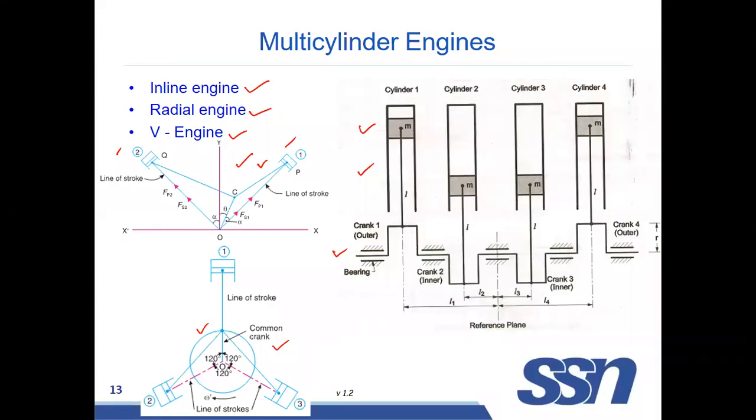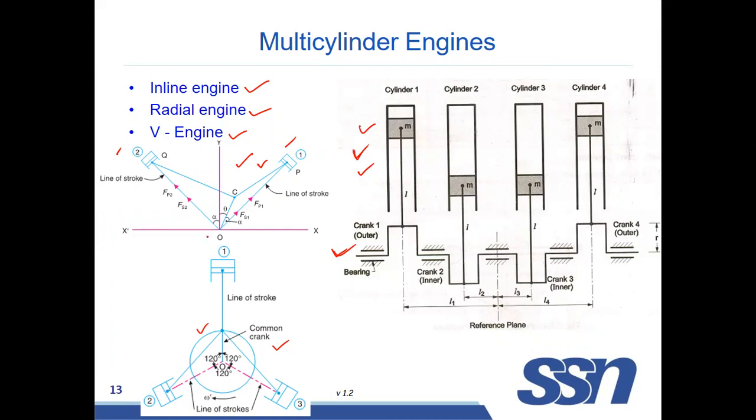Now we are going to discuss multi-cylinder engines. The different types of multi-cylinder engines are the inline engine, radial engine, and V engine. Now you see the inline engine. Here there are 4 cylinders, and all the cylinders are arranged on one side of the crank. This is a crank, and the crank has different positions, but all the cylinders are on one side of the crank. So this is the inline engine.